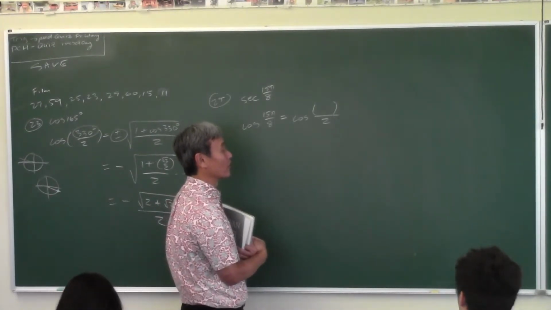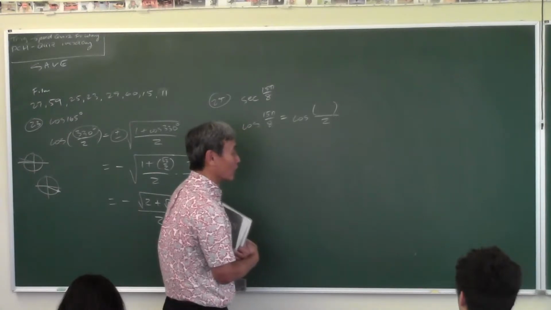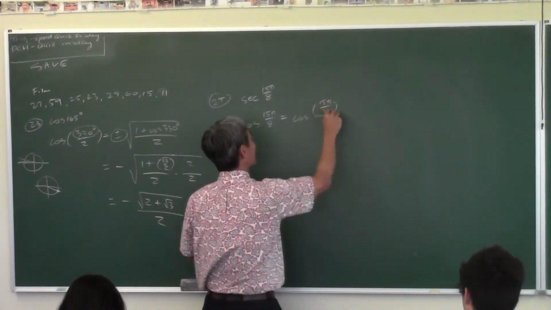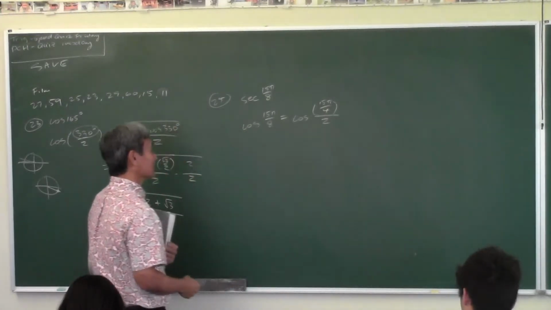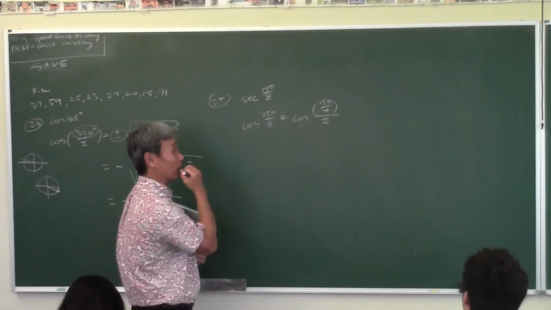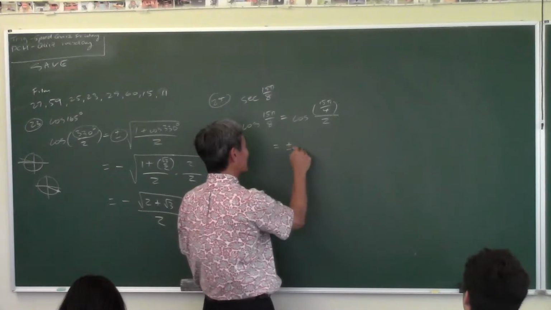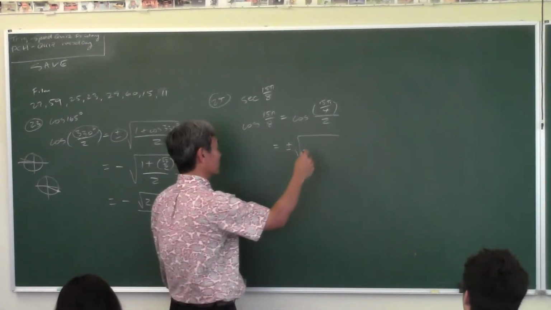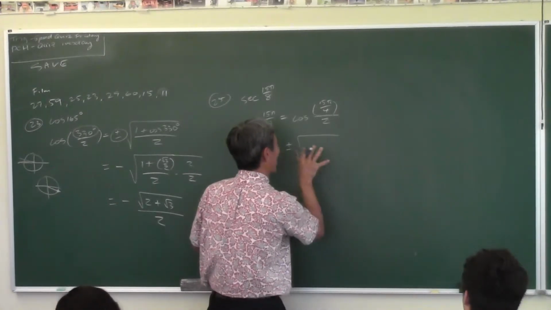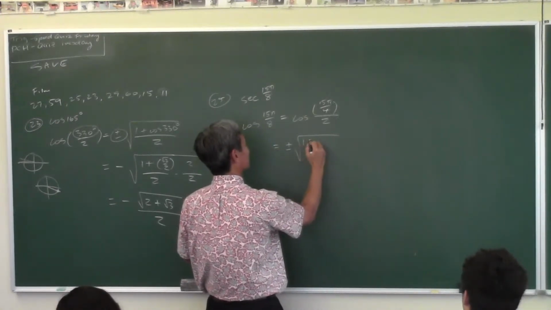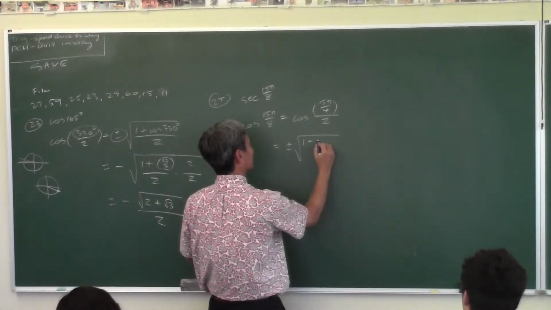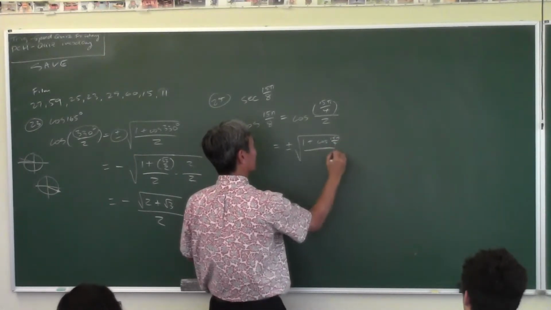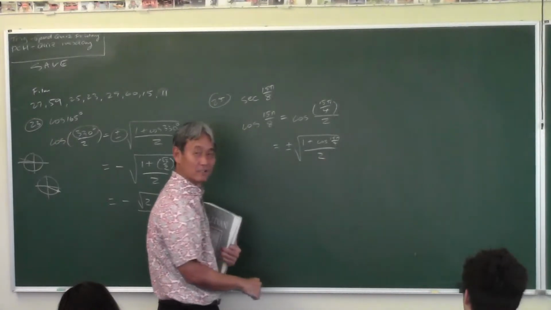15 pi over 4. Why are we having problems with multiplying by 2? Okay, now, regurgitate the identity. Plus or minus the square root of, okay, whose turn is it? Regurgitate that. 1 plus cosine 15 pi over 4, all over 2. There you go.